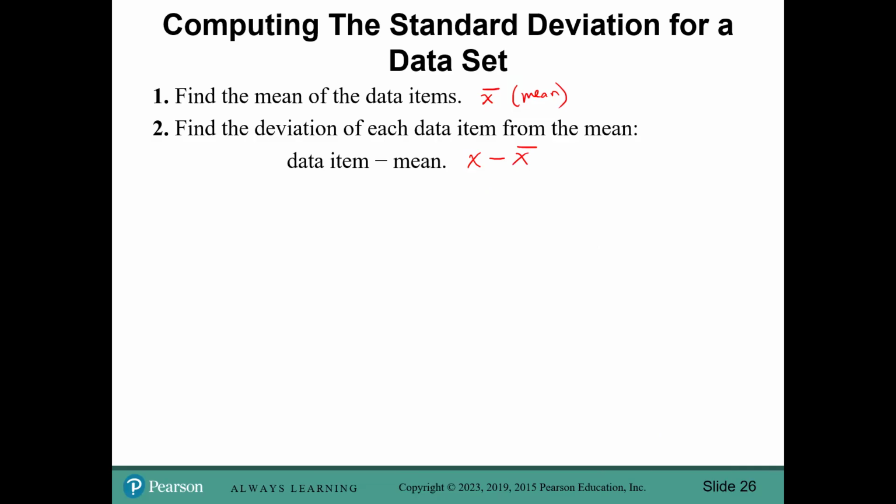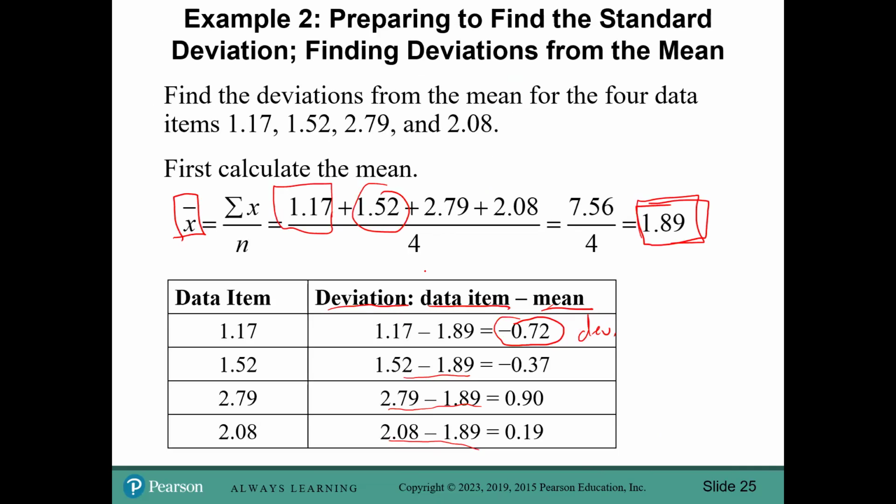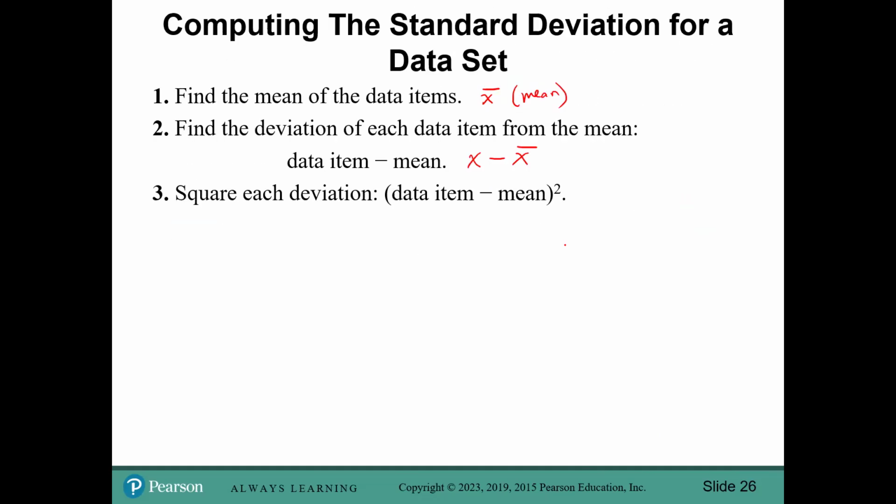Once I've found those values, which I'm going to backtrack here, that's these values here. Data item is X minus the mean, which is X bar. Once I've found those values, I'm going to square each one of those. That is to say, whatever my X minus X bar ends up being for every single data value, I square it. So I should have just a list of positive numbers here.